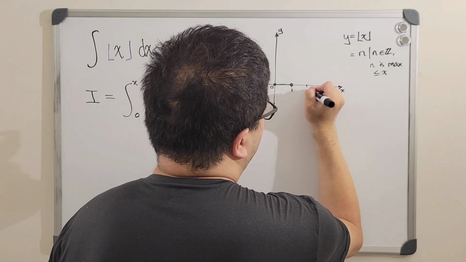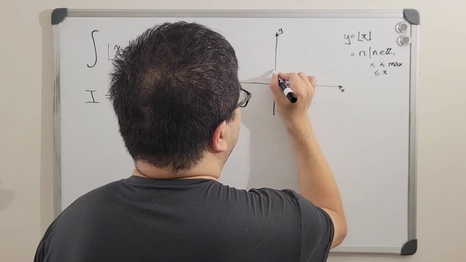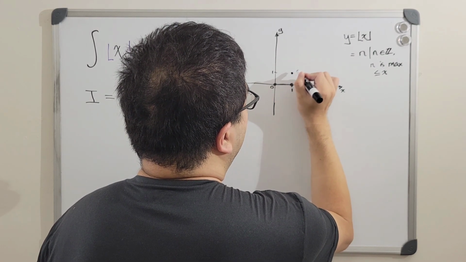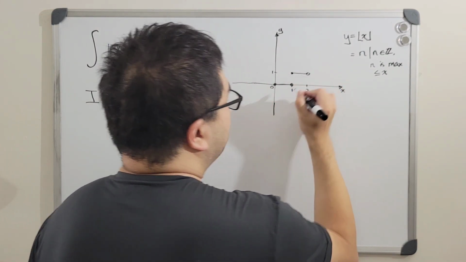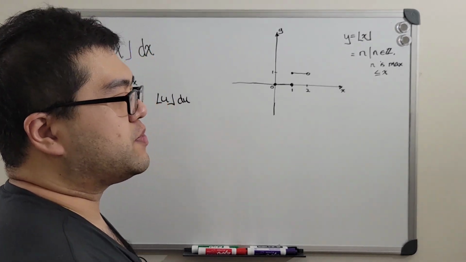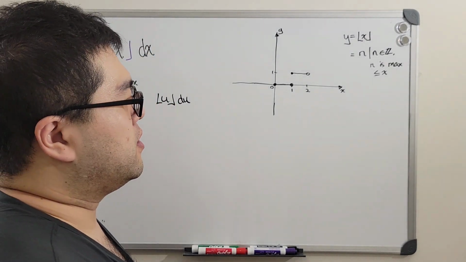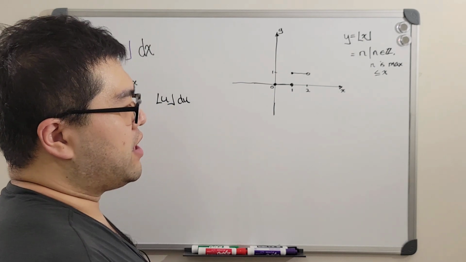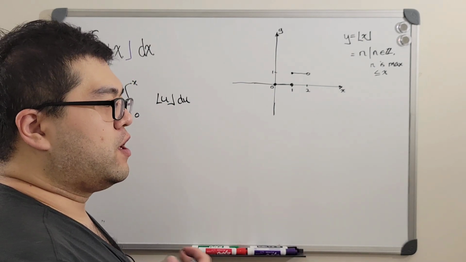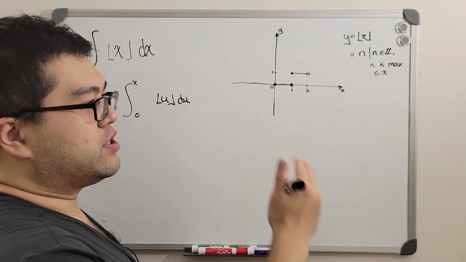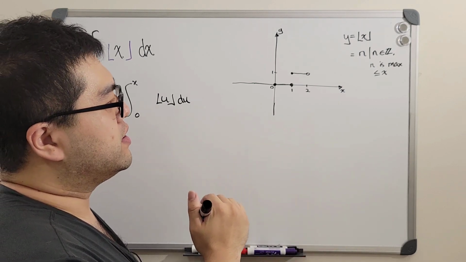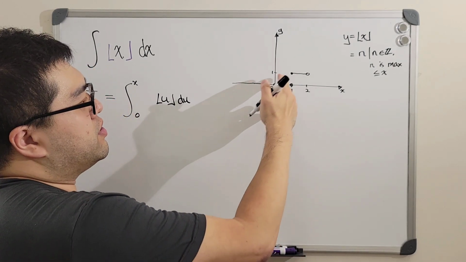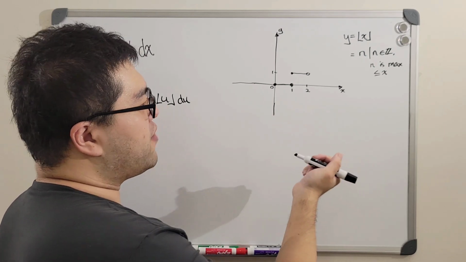Then between 1 and 2, the y value is equal to 1, because in decimal it will always be treated as 1 point some number. Of course, if we cut off at the decimal point, we will just have the 1 as the integer part. So we will say that that will be our y value.